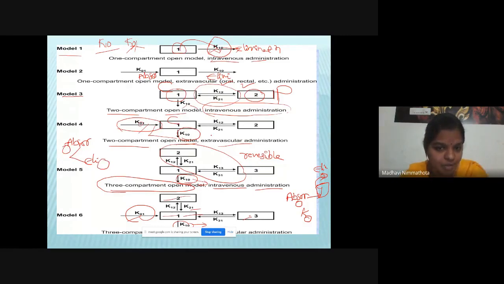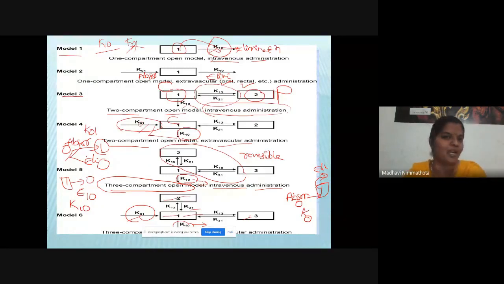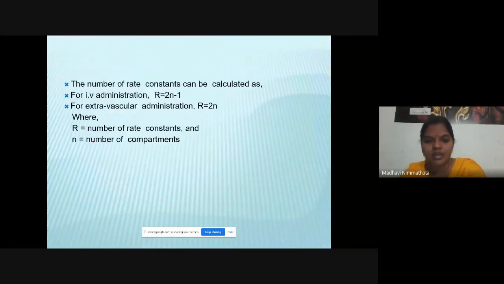So absorption is considered as 0 and elimination is considered as 0. First, in case of extravascular, I am telling you, first this will be 0, right? Absorption is transported from 0 to 1, that is the central compartment. So that's why the constant is K01. In case of elimination, elimination is going out from where? From 1 compartment to 0. So that's why the elimination constant is K10. So just remember these few points. It is very easy to learn these compartment models. Okay.